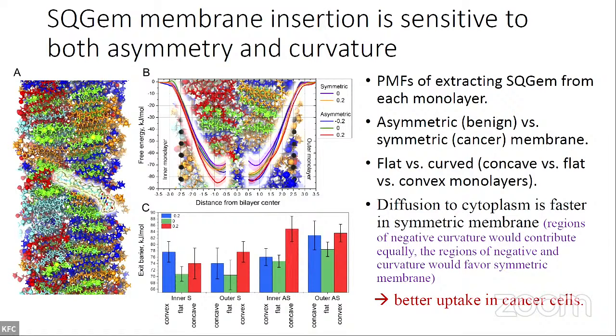Also, if you consider the whole cell, it has regions with different curvature. You have flat regions, regions of negative curvature, positive curvature. If you look at the results for positive and negative curvature, you see that the regions of positive curvature will contribute almost equally in cancer and normal cells. But the regions of negative curvature will favor the symmetric membrane in terms of the asymmetric one. So again, for the cancer cells, it will be better in terms of the uptake. So the lesson from this is better uptake in the cancer cells, which is kind of proved by these simulations.